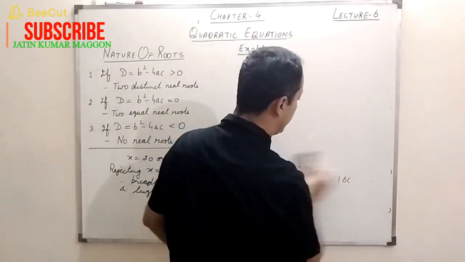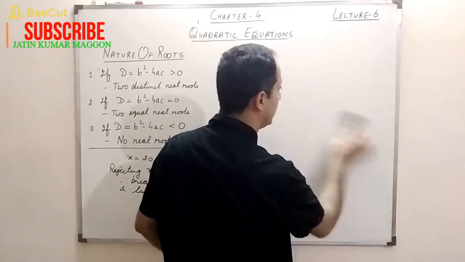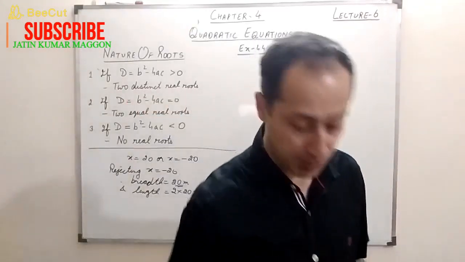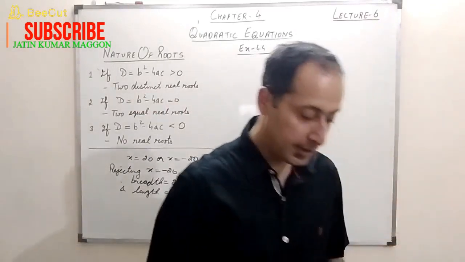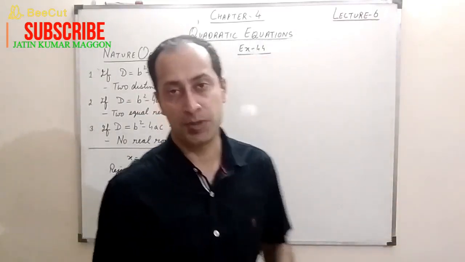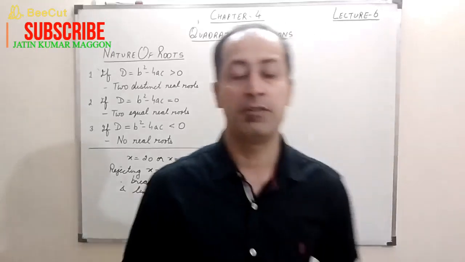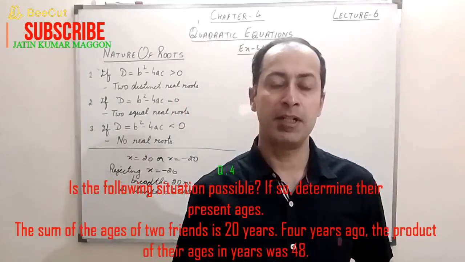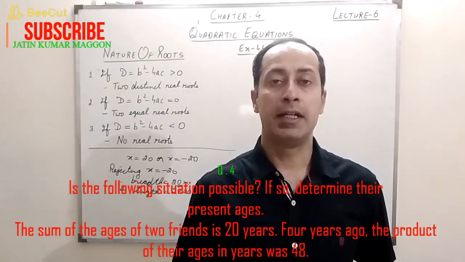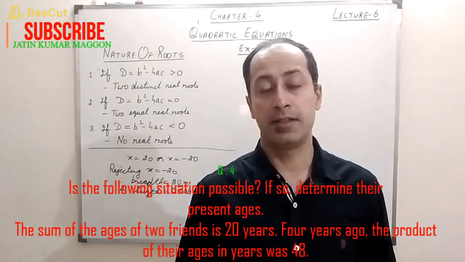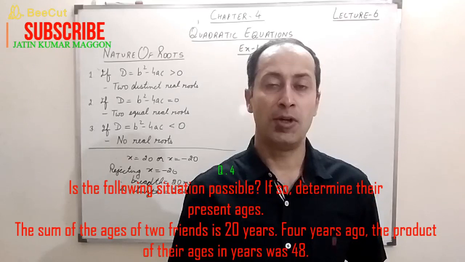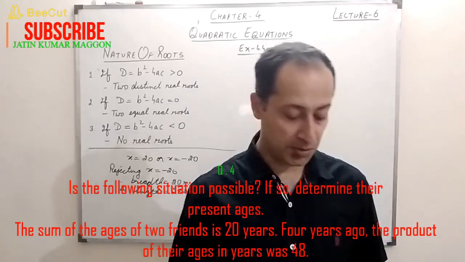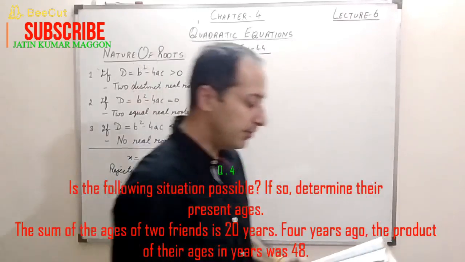See, you have to find out from the question what you have to do actually. Are they asking directly the roots, or are they asking if the condition is possible or not? If you see the next question, they say is the following situation possible? So if they ask if the following situation is possible or not, it means we have to find the discriminant, and after finding the discriminant we have to check if the value of the discriminant is less than 0 or greater than equal to 0. Obviously if it is less than 0, no real roots, right? So let's go to the next question.